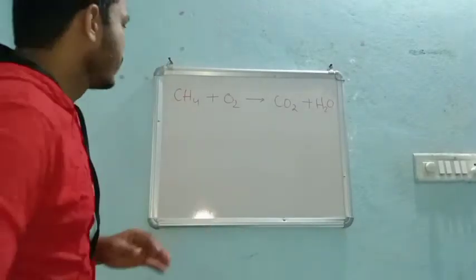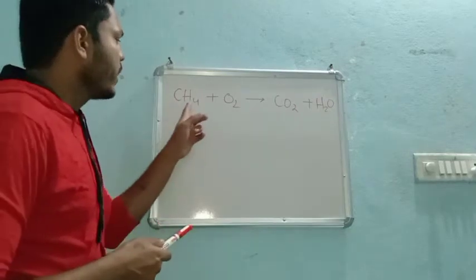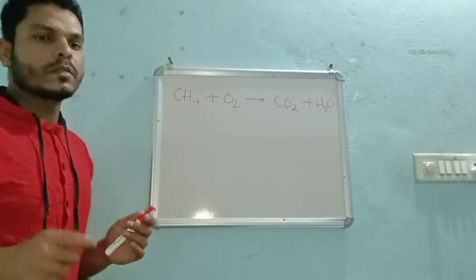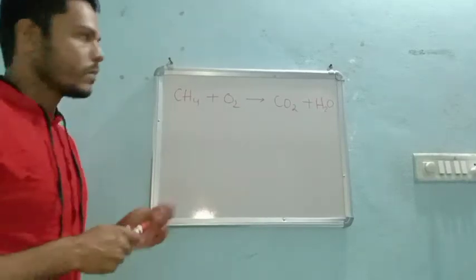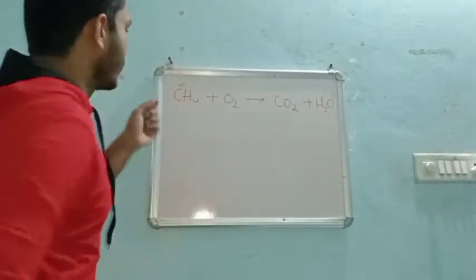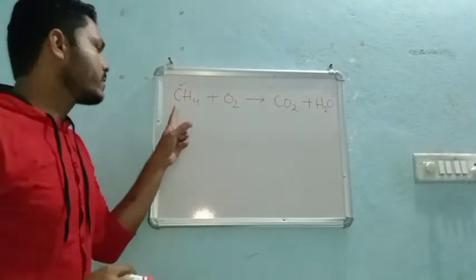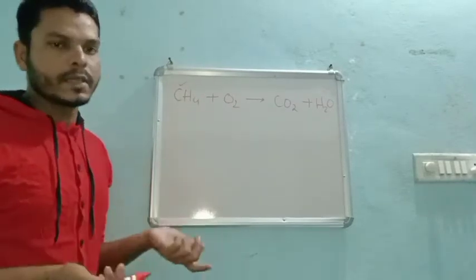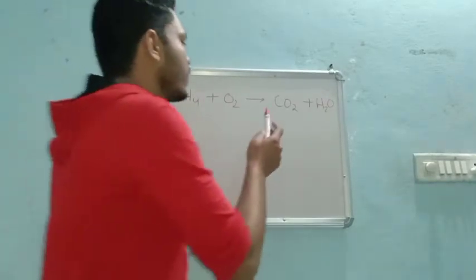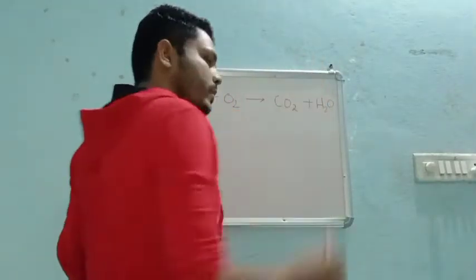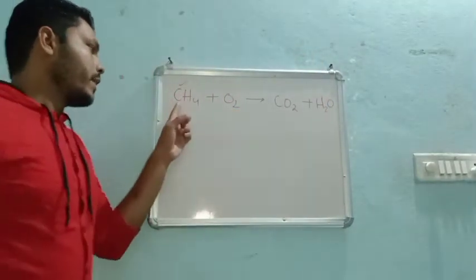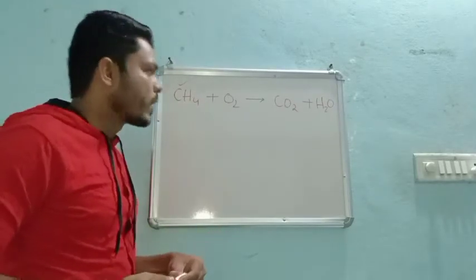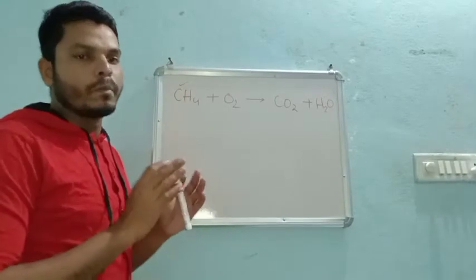So now there are three elements here: carbon, hydrogen, and oxygen. So first you go for carbon, right? So check. On the reactant side there is only one carbon. Now you check whether one carbon is present on the product side or not. So here the carbon case is okay. I mean, at the reactant side there is one carbon, and at the product side also one carbon only. So carbon is balanced.